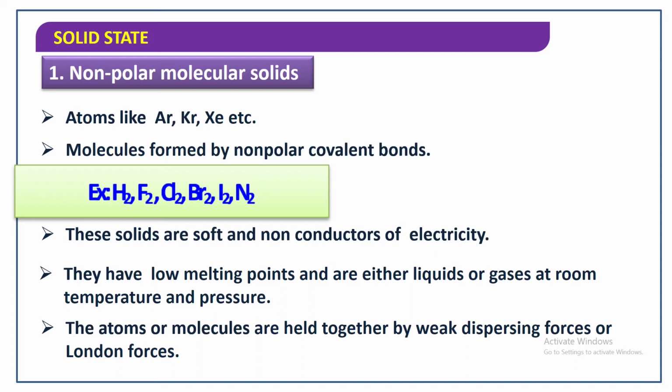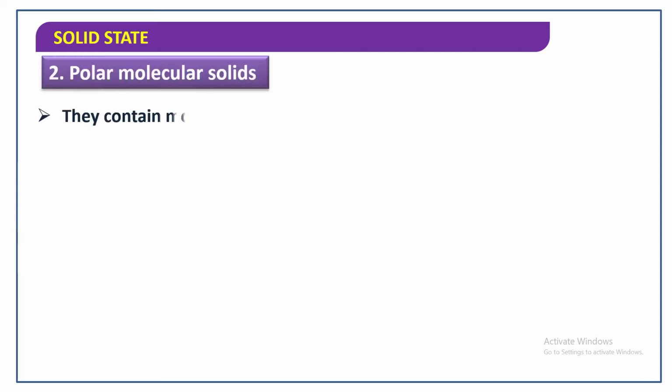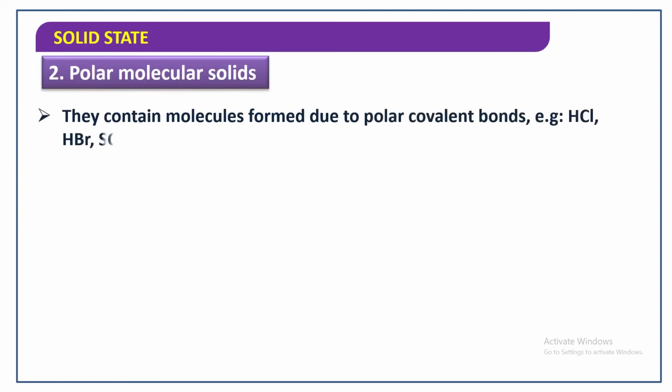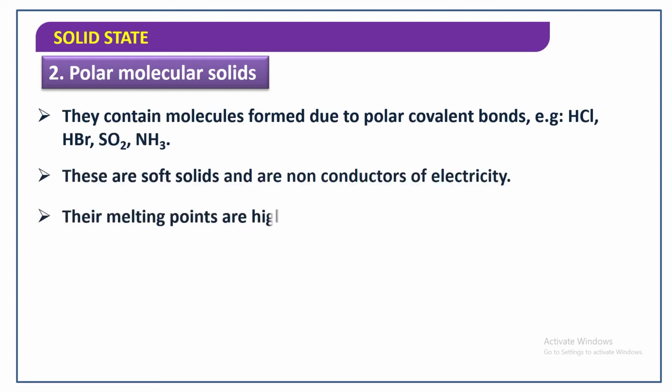Any doubt in these points? No doubts. Now, there are some polar molecular solids like HCl, HBr. At certain low temperature, below 0 degrees Celsius, they are solids. At room temperature, they are gases. Between the molecules, there is a dipole-dipole interaction. They are also soft and non-conductors. But since the interaction is a bit stronger compared to non-polar, their melting and boiling points will be slightly higher.